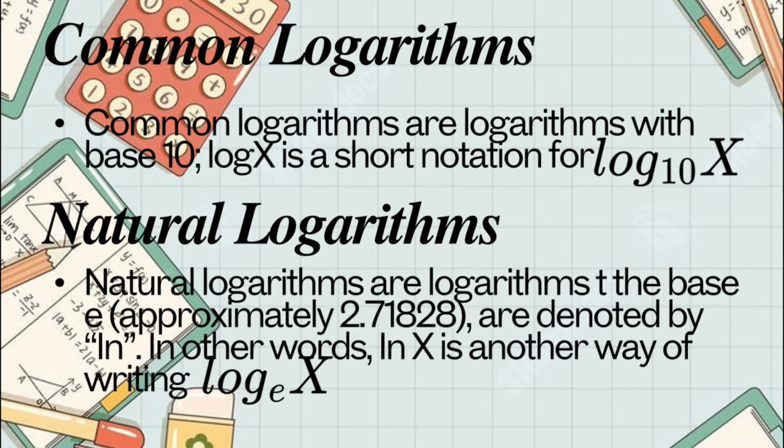Common logarithms are logarithms with base 10. Log x is a short notation for log x to the base 10. And natural logarithms are logarithms to the base e, approximately 2.71828, and are denoted by ln. In other words, ln x is another way of writing log x to the base e.